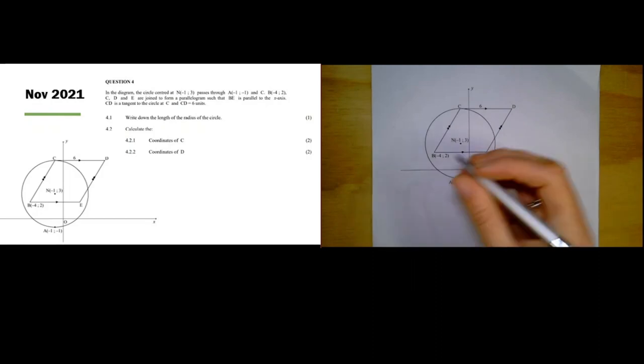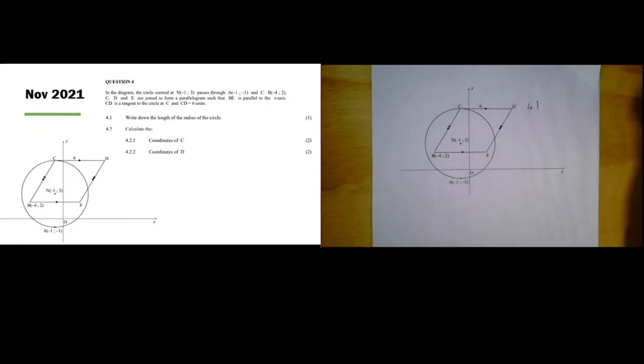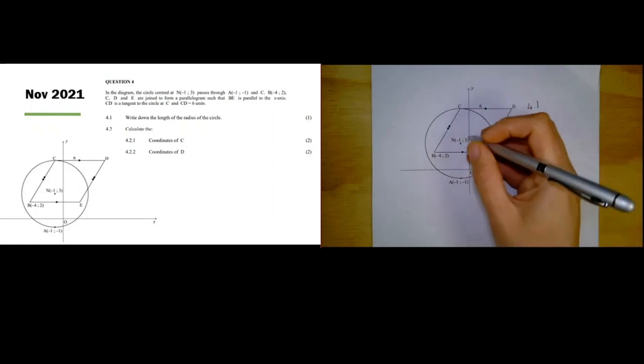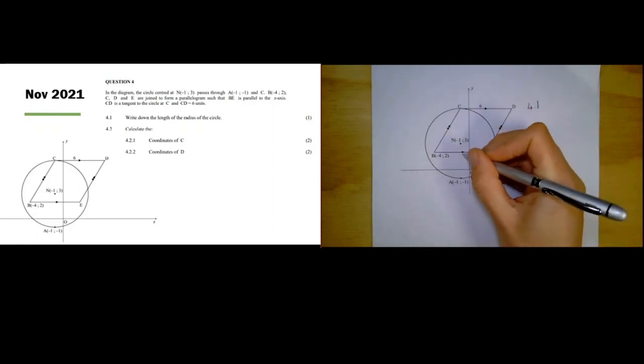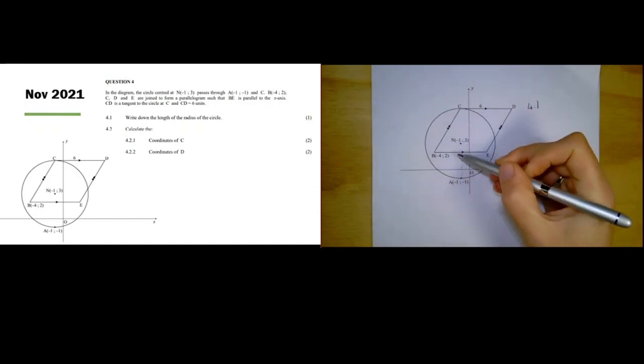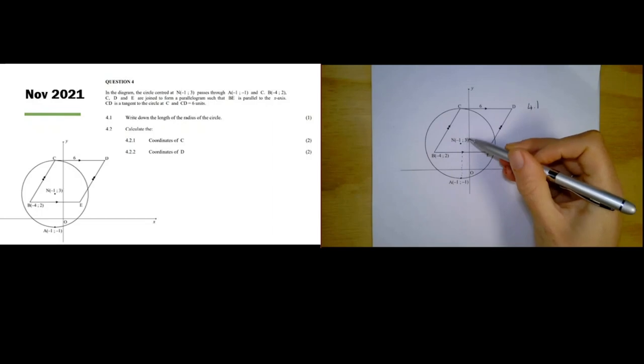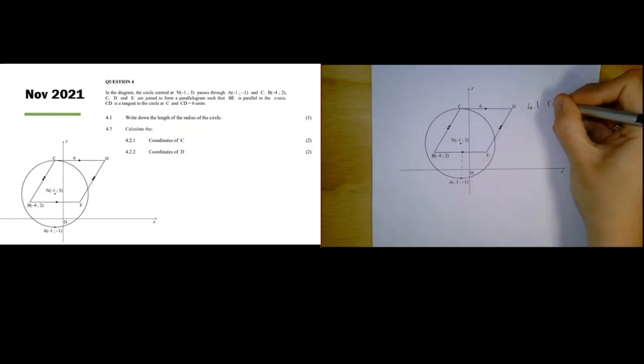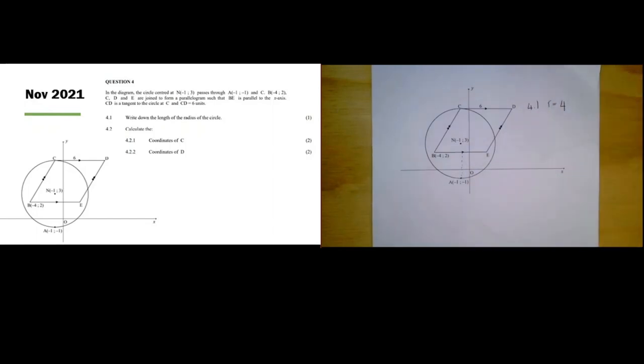Our first question, 4.1. They ask me, write down the length of the radius of the circle, and it's only 1 mark, so I must just write it down. Remember, that's the center of the circle. Do you have a point on the circumference? Yes. And you can see the x values here are exactly the same. They're both negative 1. So what is the radius if I go from the y is 3 to negative 1? How many units is that? That is 4 units. So the radius is 4. 1 mark just for the answer.